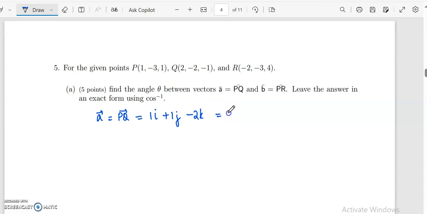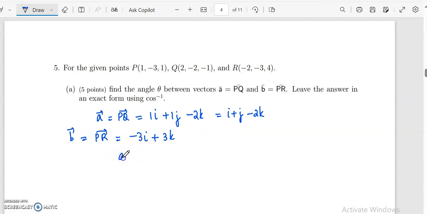So that will be i plus j minus 2k, and vector B will be PR, so that will be coordinates of R minus coordinates of P. So minus 2 minus 1 will be minus 3i, then minus 3 minus minus 3, that will be 0j, and 4 minus 1 will be 3k. So that will be the vector B. Now we need to find the angle theta.